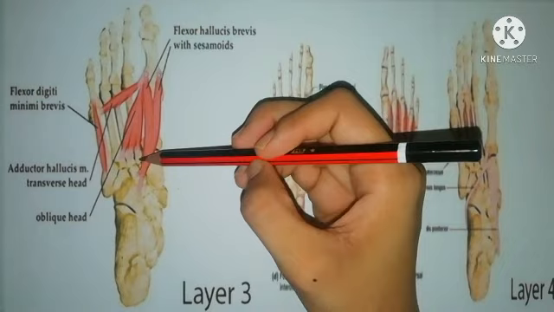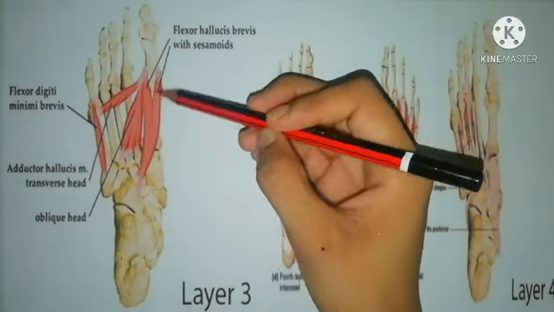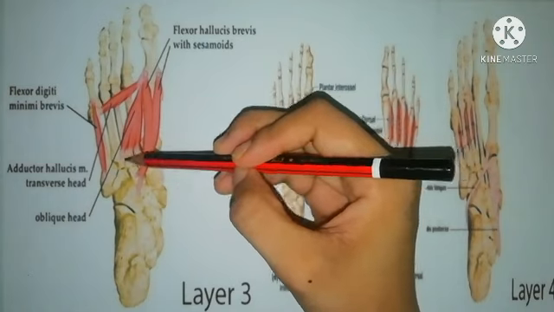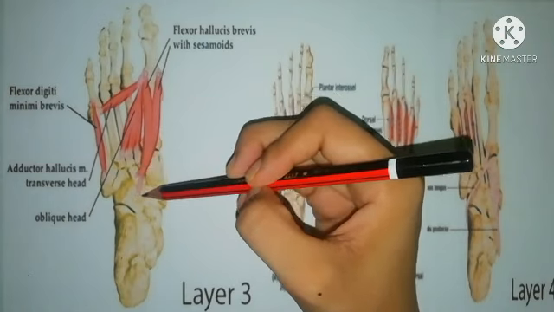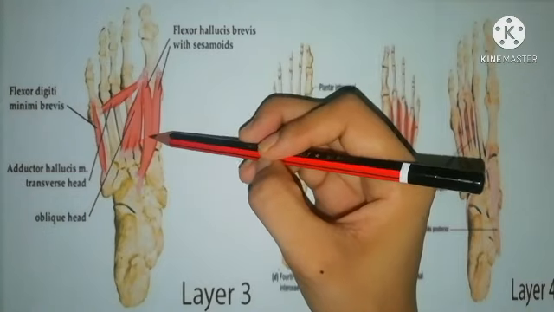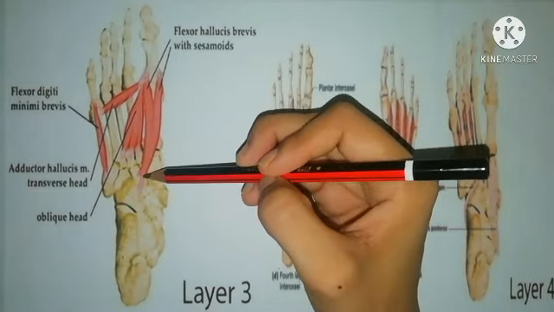The origin of this muscle. This is the lateral lip and this is the medial lip. The lateral lip arises from the medial part of the plantar surface of cuboid bone. The medial part, this is the medial part. It is the continuation of the tendon of the tibialis posterior into the foot.